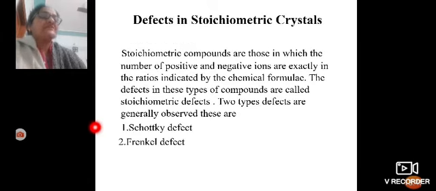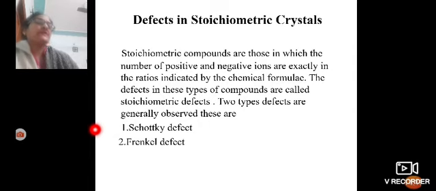First is defects in stoichiometric crystals. Stoichiometric crystal compounds are those in which the numbers of positive and negative ions are exactly in the ratio indicated by the chemical formula. The defects in this type of compound are called stoichiometric defects. Two types of defects are generally observed. Number one, Schottky defect. Second is Frenkel defect.